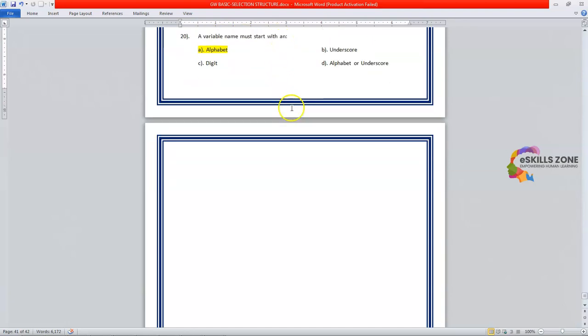And the last number is number 20, and it says that a variable name must start with: option A, alphabet, B, underscore, C, digit, and option D, alphabet or underscore. So it's very obvious that a variable name in GW basic always starts with an alphabet, which can be a capital A to Z or a small a to z.